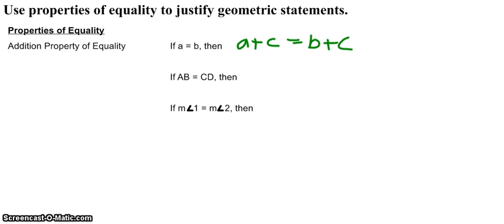But in this middle line here, if AB equals CD, if those two line segments are equal to each other, we could actually add a segment to both AB and CD, and they'd still be equal to each other. For instance, if we add BC to both sides, we will have AB plus BC will equal CD plus BC. Whatever you do on one side, you'll do to the other.